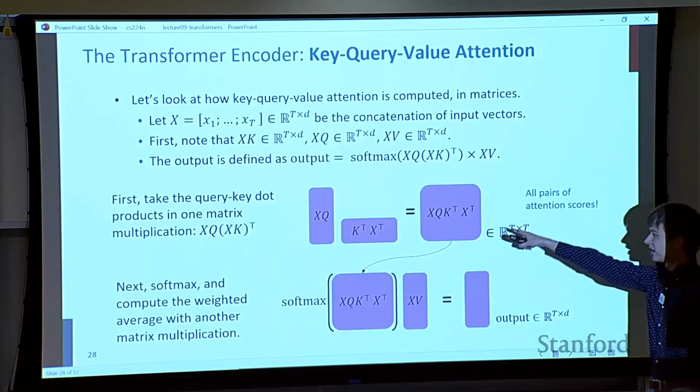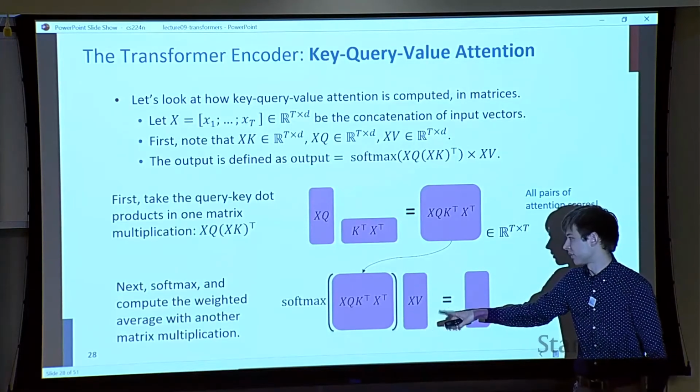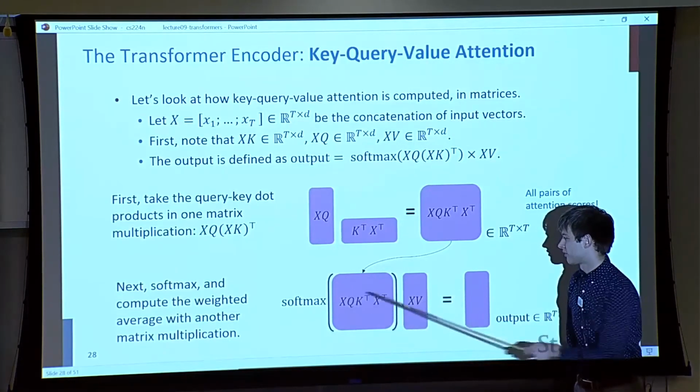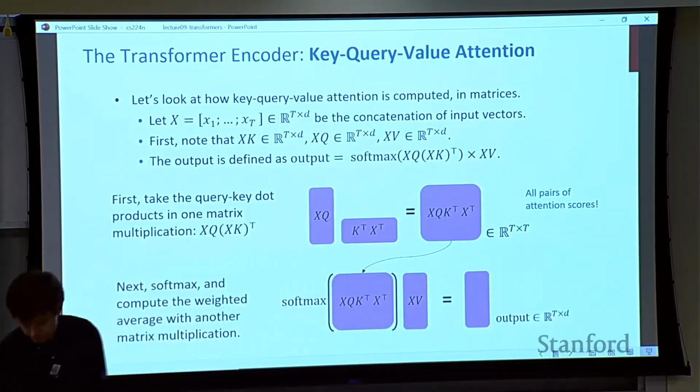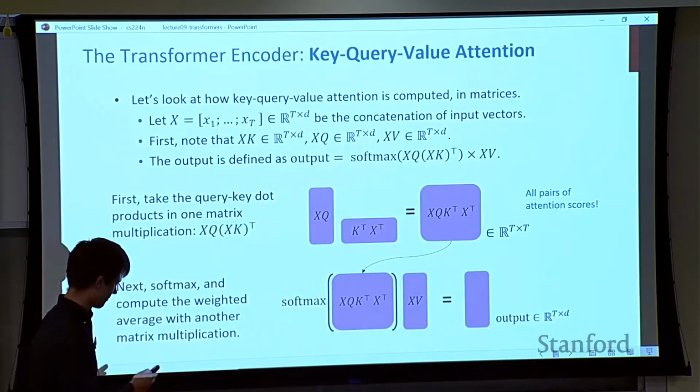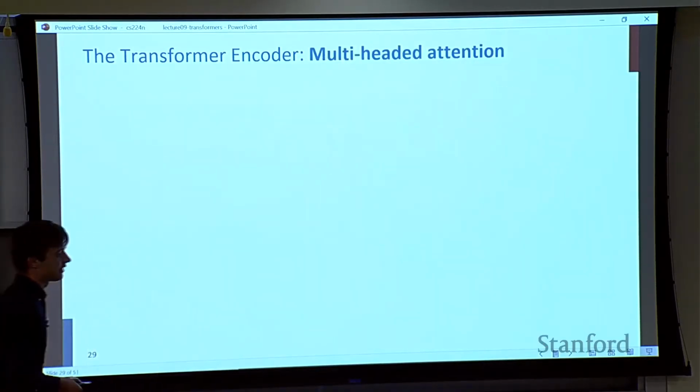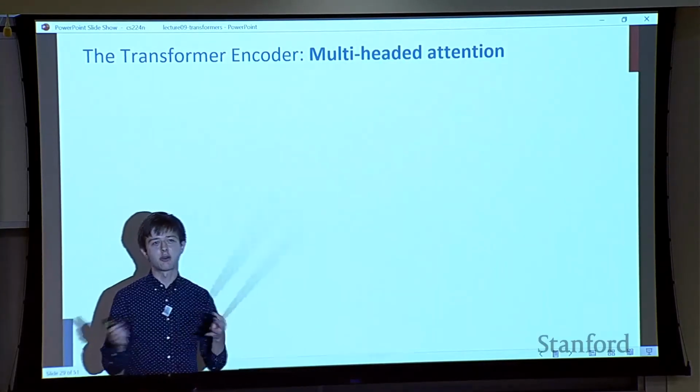Okay, so for all pairs of attention scores, we compute the averages by applying the softmax of the scores to the XV matrix. So that's it. That's it for key query value attention. That's how we implement it with tensors.